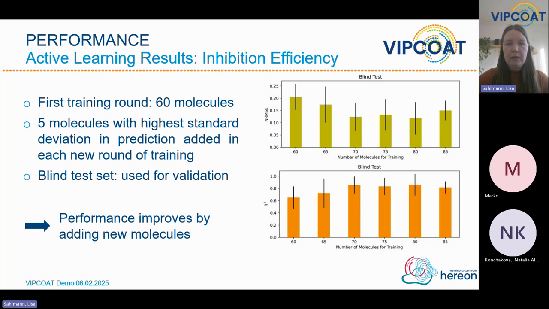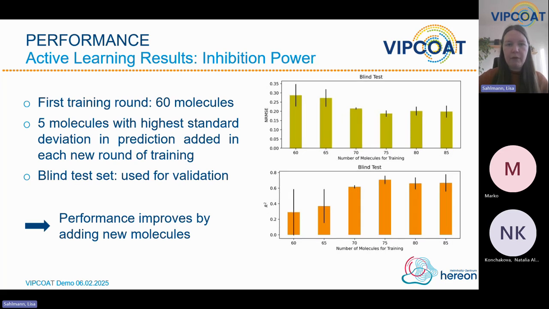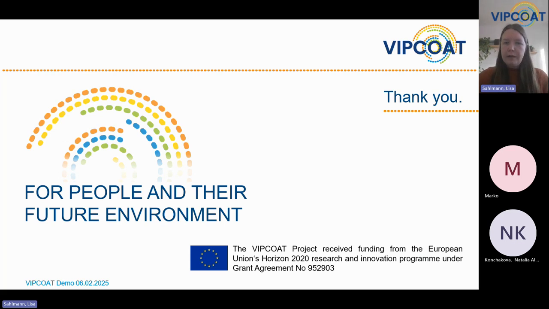So the models have never seen these blind test molecules. And here we can see the results for the blind test. We could see that the root mean square error goes down with adding new molecules, and the R squared goes up, which is a good sign. So adding new molecules improves the performance. And we could see the same for the inhibition power as target, the same trend, although the inhibition power gives a bit worse results than the inhibition efficiency. And that's it from the theory behind the App1 model.